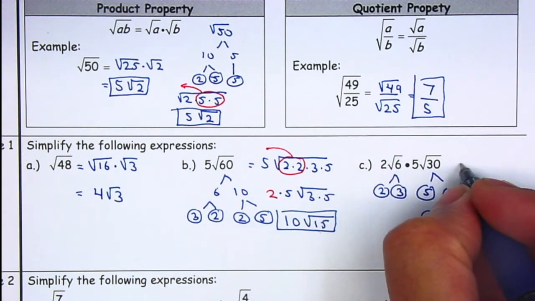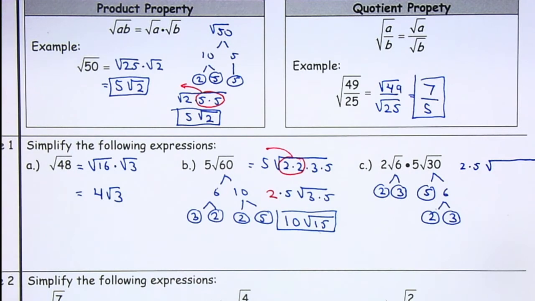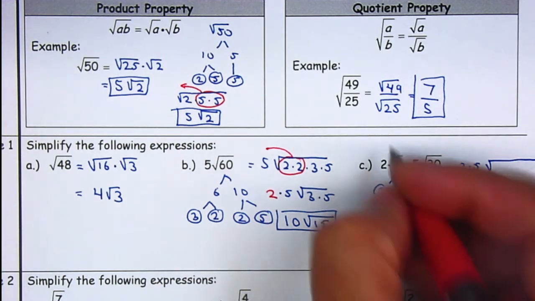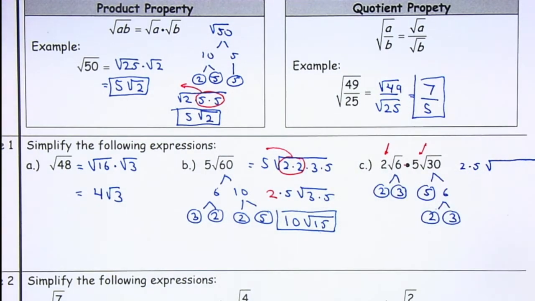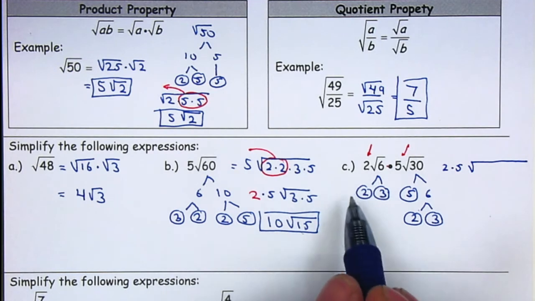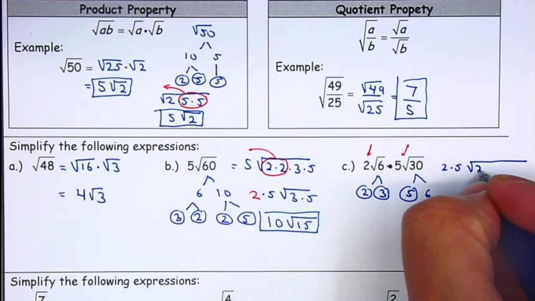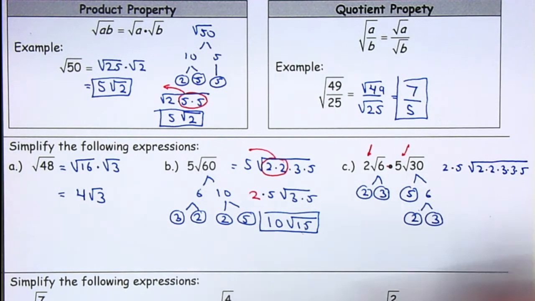So outside, I have a 2 times a 5. Inside, I'm going to place them all inside. Now notice that I place both of them outside, and they both are multiplying. So I'm going to place them all inside. I'm going to place them in order, so I have 2 2's, 2 3's, and 1 5.